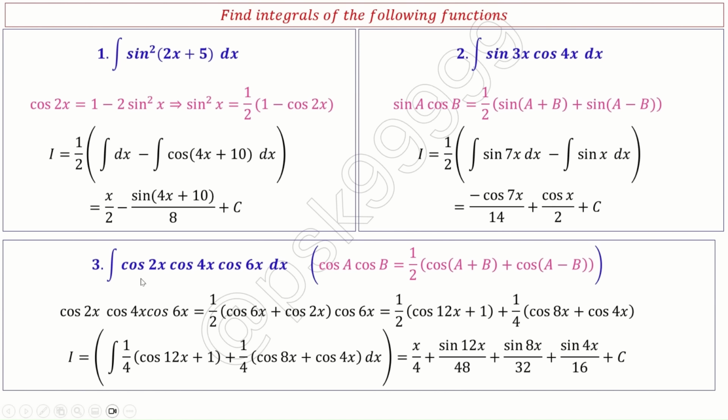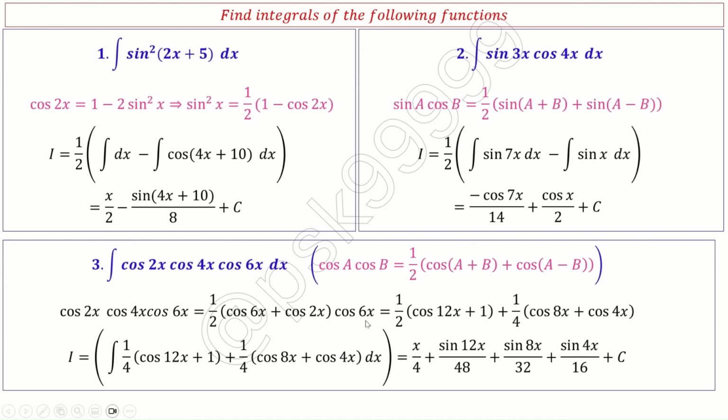Okay, now cos 2x, cos 4x, cos 6x dx, integration of this one. So the formula I use is cos a into cos b is half of cos a plus b plus cos a minus b. I use this identity basically and simplify cos 4x and cos 2x. I can write them as half of cos 4x plus 2x, which is 6x, plus cos 4x minus 2x, which is 2x, into cos 6x as is.